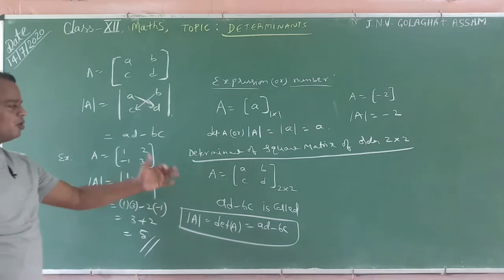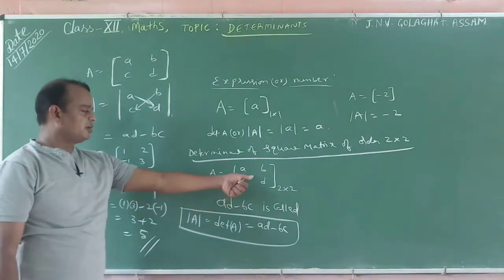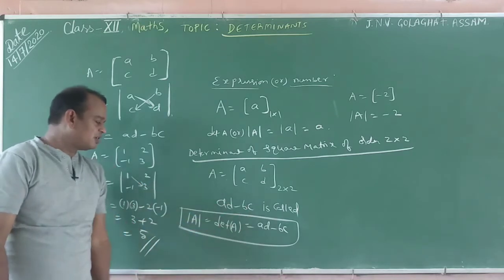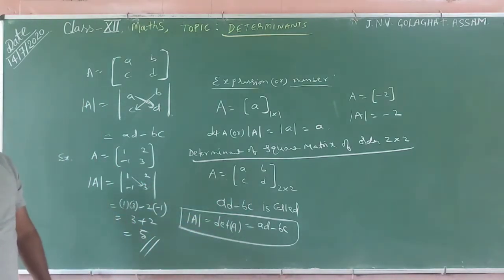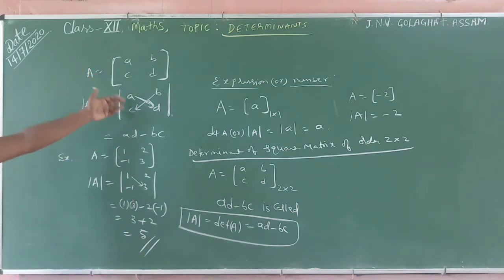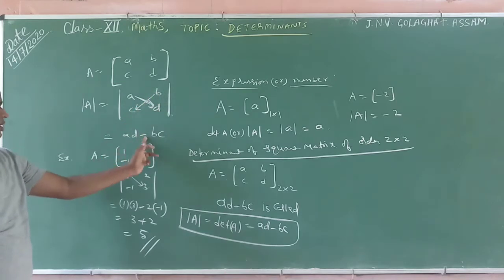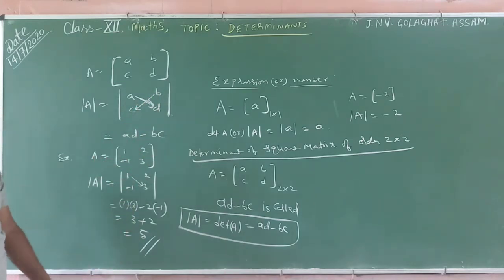Very important: how to find the determinant of a square matrix of order 2 by 2. That A = [a, b; c, d], that is ad minus bc, is called the determinant of the given matrix. This is a, b, c, d; this is the cross multiplication, after that the other multiplication, minus. This is the example of that.